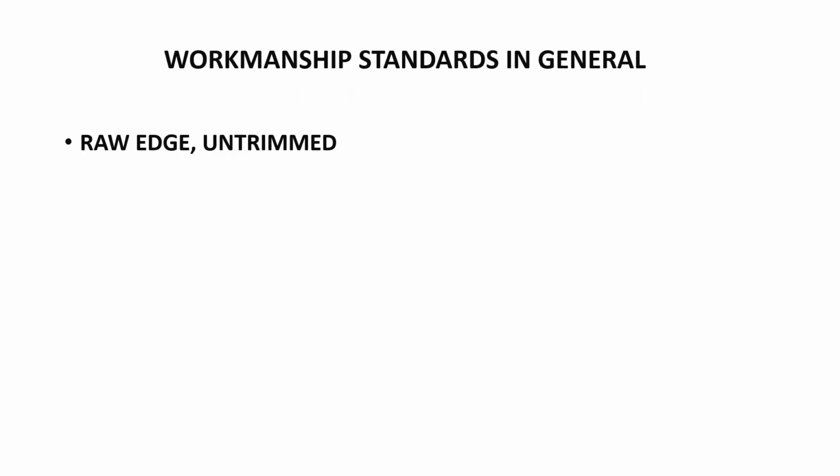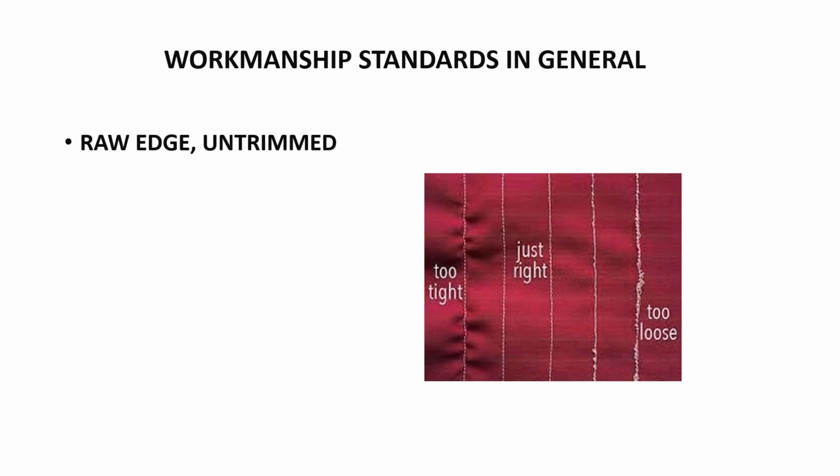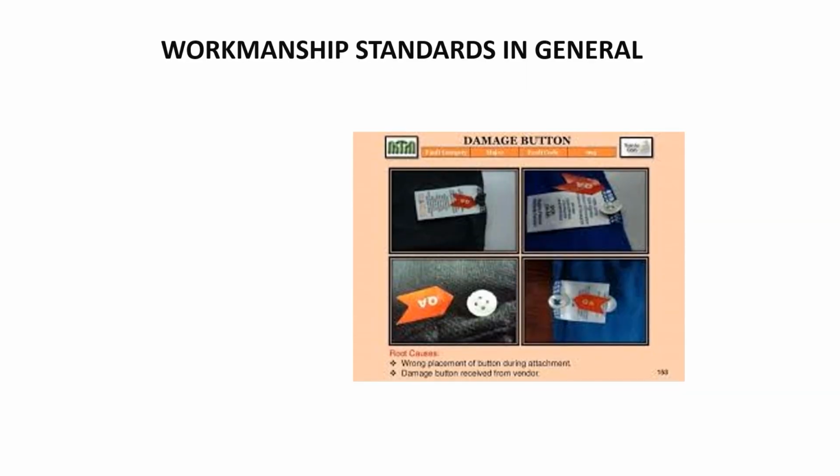Now the raw edges and untrimmed portions which are there in the thread also come under the workmanship. So when a quality controller visits a particular factory and inspects what they are producing in the garment, if he finds that there are raw edges and untrimmed edges in the garment, then he must say that the workmanship of that particular garment is not good. So the proper workmanship standard must be maintained for the garment, as shown in the figure.